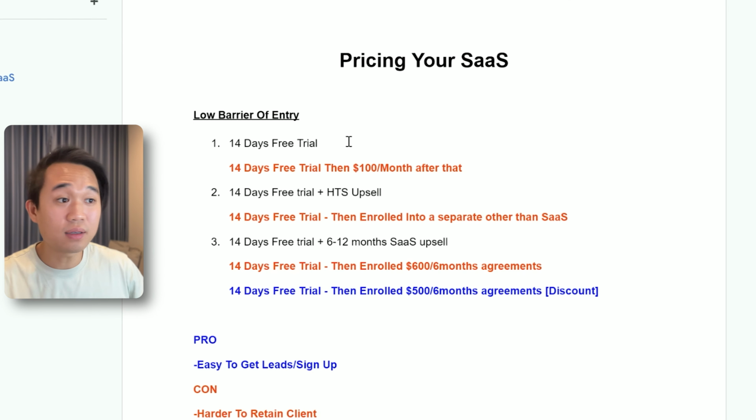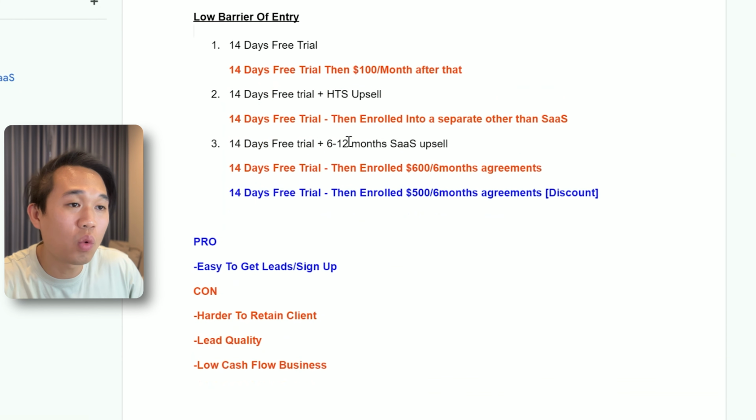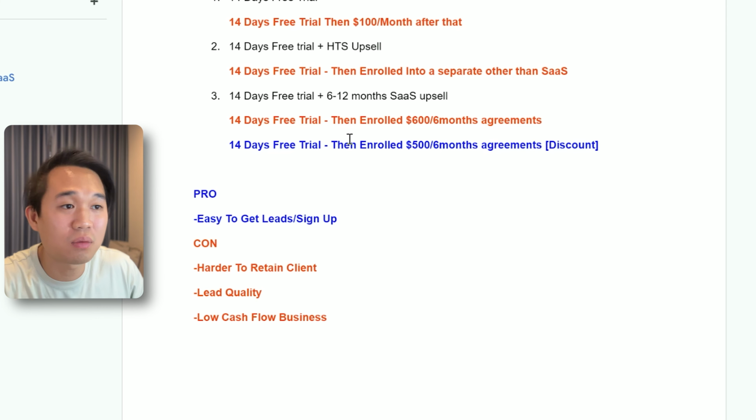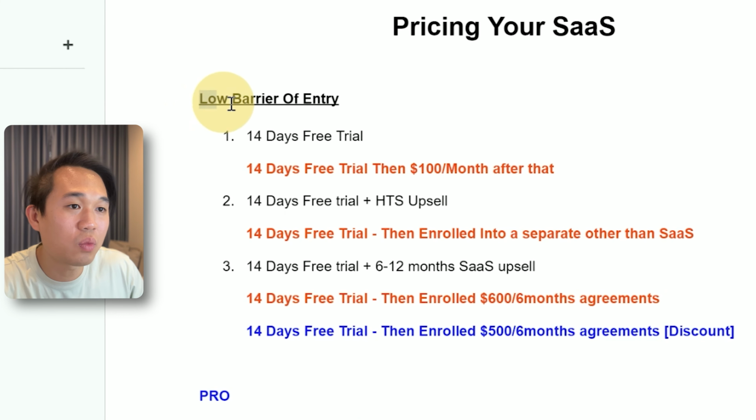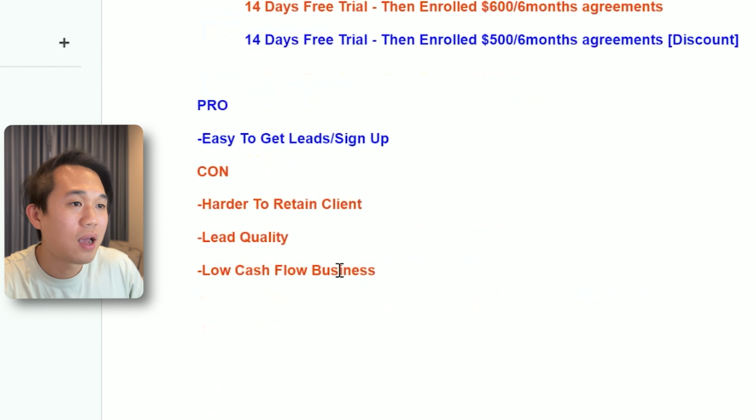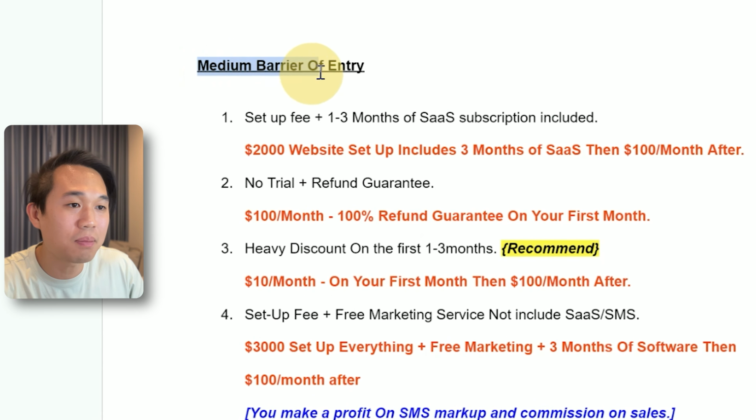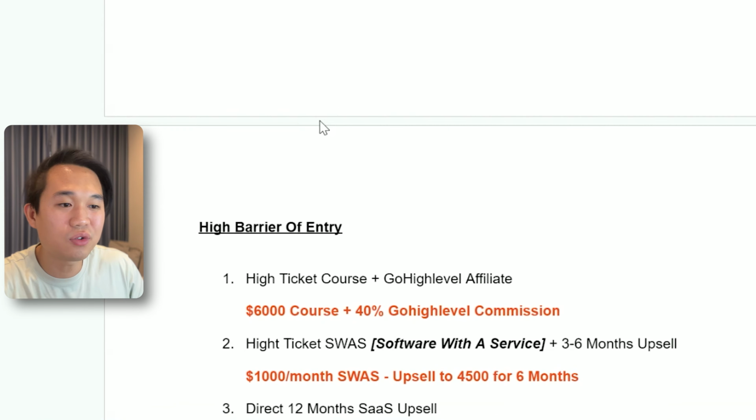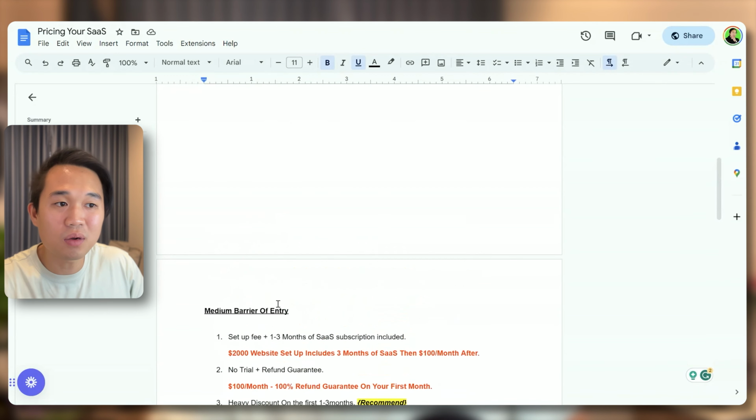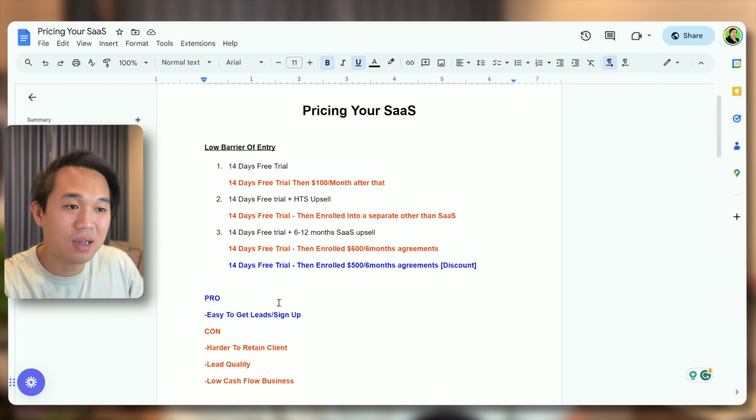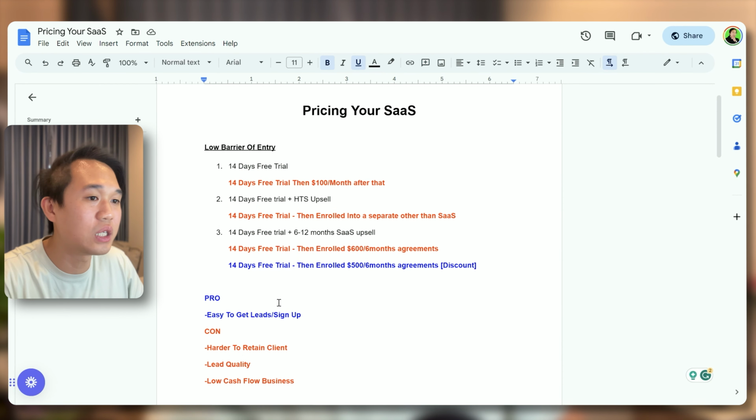So we have created this simple worksheet that you and your team can take away and understand which one is going to be the best pricing model for your agency right now. We broke it down to 3 tiers. Number 1 is what we call the low barrier of entry. Number 2, we're going to call the medium barrier of entry. And number 3, you guessed it, is the high barrier of entry, right? I'm going to explain each of them one by one, give you the example, and show you the pro and con between each model.